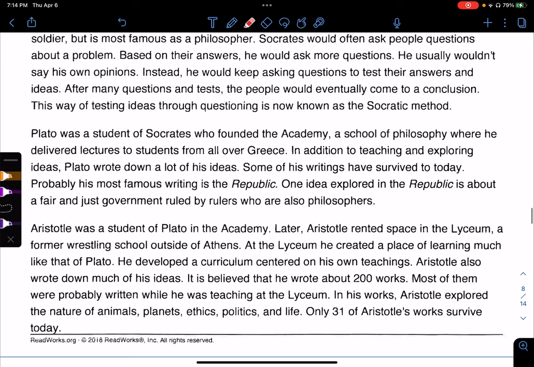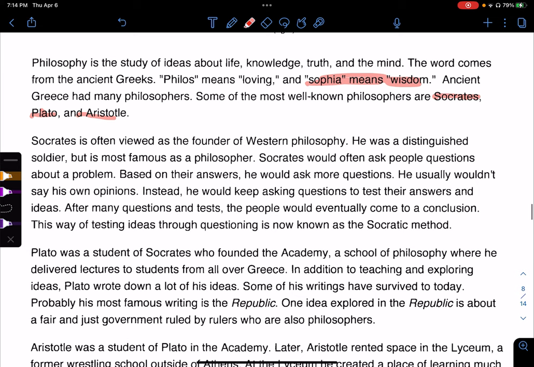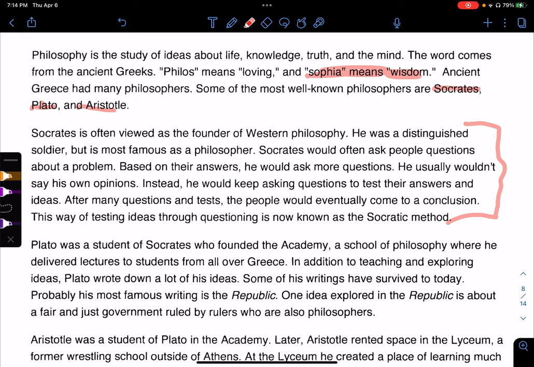Plato was a student of Socrates, who founded the Academy. Socrates was asked to kill himself or to leave Athens because he was seen as poisoning the minds of the youth. He was asking people to question certain things, and in government, that's not always appreciated.